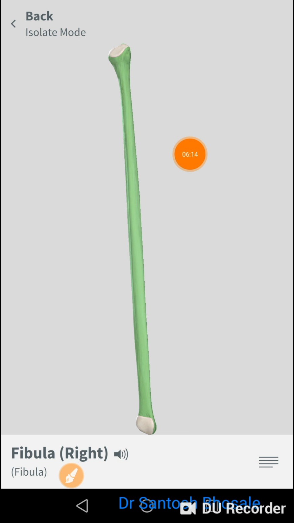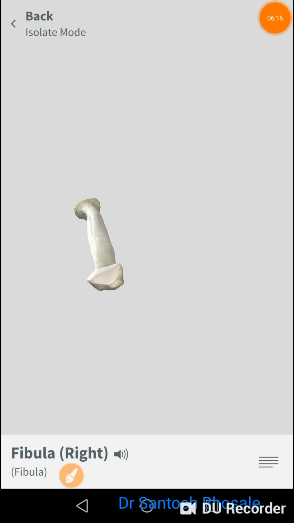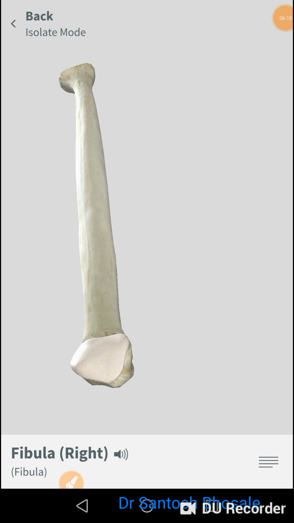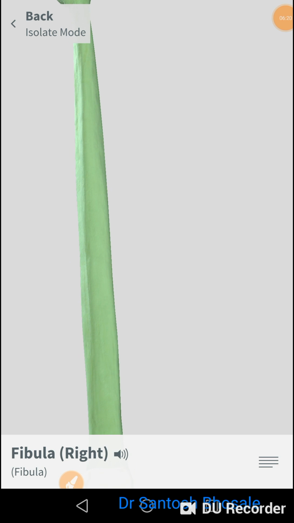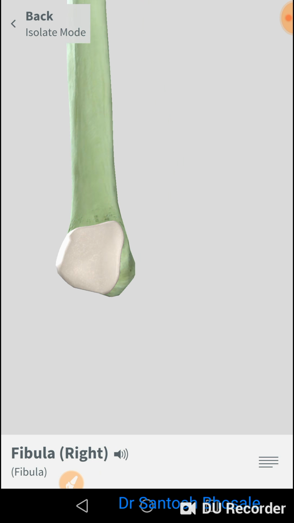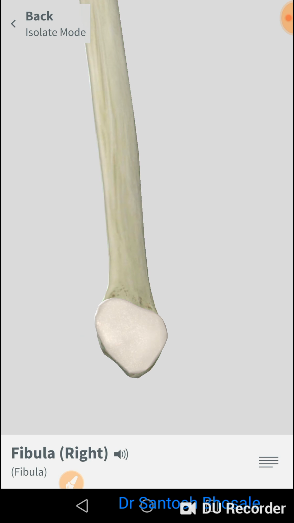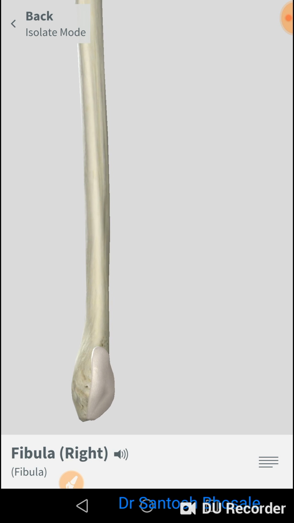Then coming to the lower end, that you can see here, the lower end presents five surfaces. It presents an anterior border here.